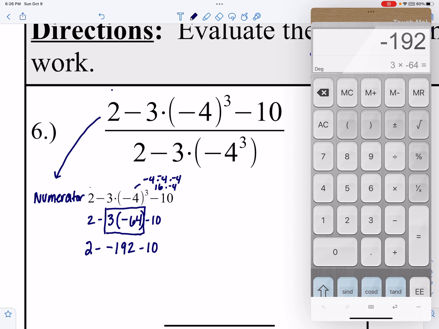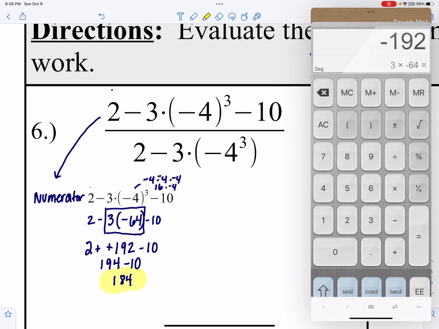So we don't like doing subtraction. It makes us feel bad, so we head to KFC. So I'm going to keep the 2, flip, and change, and end up with a 2 plus 192. We're going to work from left to right. So I know 192 plus 2, I don't need to do that on a calculator, is 194 minus 10, and we end up with 184 as our final answer that I'm going to highlight.